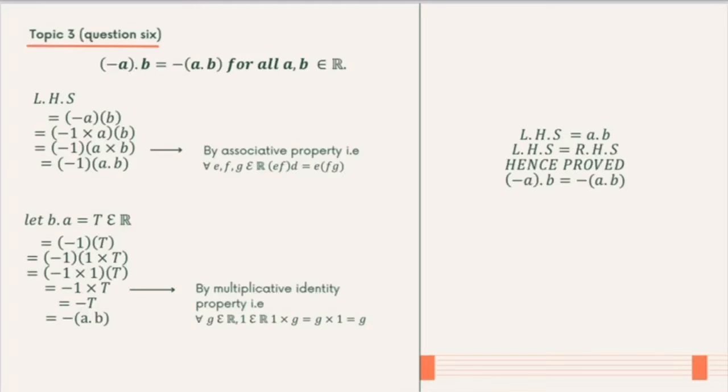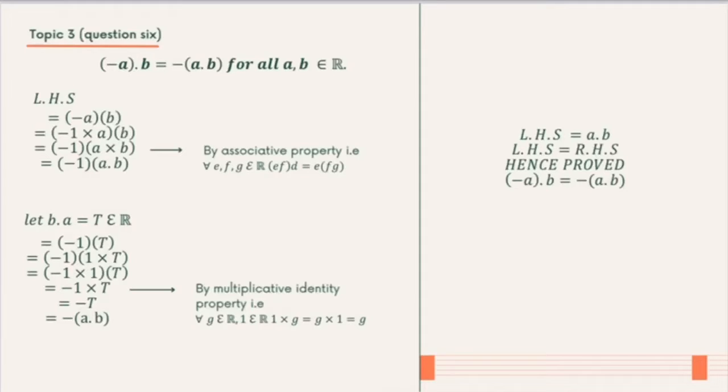For example, for all e, f, and g belonging to the set of real numbers, we can write that (e times f) times g is equal to e times (f times g). So both of the expressions are equal. Next, let A times B be equal to t, where t is also a real number. So we can write negative 1 multiplied by t. Also, by associative property, we can write negative 1 times (1 times t). We simplify that as negative 1 times 1 times t. By multiplying, we get negative t.